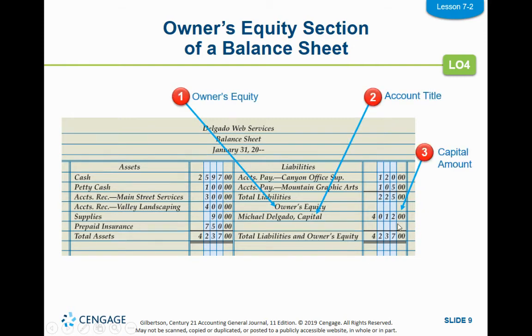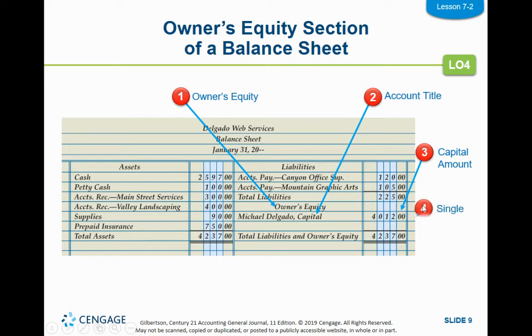Now, this amount is the amount from your statement of owner's equity. It is not the balance that's on the worksheet. We took the statement of owner's equity, we took the current capital, added in the net income, took out the drawing to get the current capital, and that's the amount you use on the balance sheet. Now we know that our accounting equation is assets equals liabilities plus owner's equity.